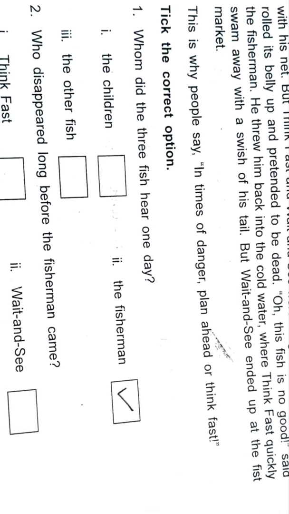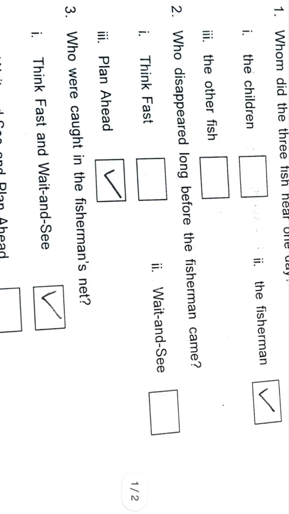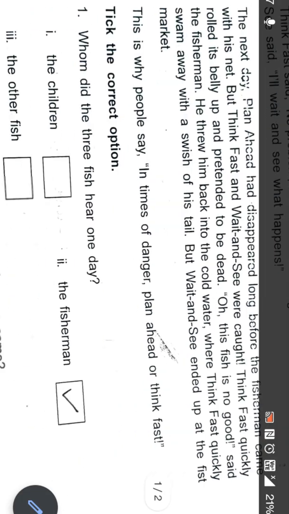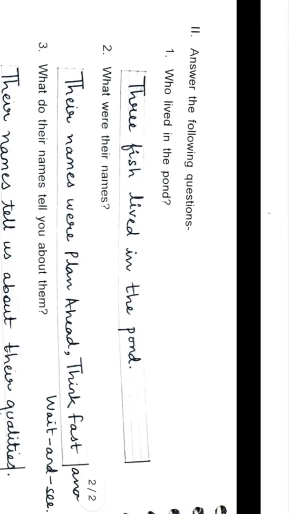Now let's discuss the questions and answers which are related to this comprehension. The first one says, whom did the three fish hear one day? So they heard the fisherman. Plan Ahead disappeared long before the fisherman came. Plan Ahead did not give the fisherman the chance to catch him. After that, we have question number 3, who were caught in the fisherman's net? So they were Think Fast and Wait and See, because Plan Ahead disappeared long before, right?